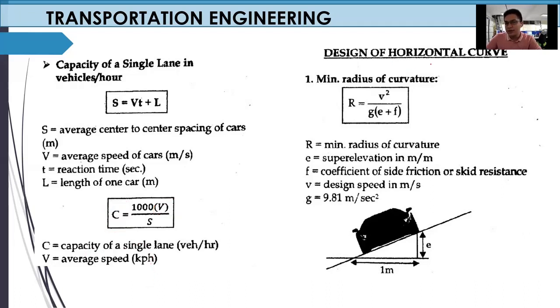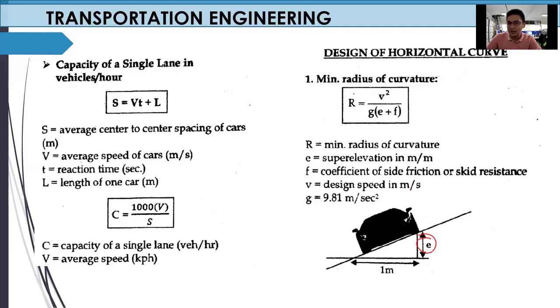So, how about this one? This is design of horizontal curve. So, ito yung mga gagamitin natin na conditions na ginagamit ng mga transportation engineers natin in designing our horizontal curves na mga daanan. Okay? So, first is yung minimum radius of curvature. Ito yung pinakamaliit dapat na radius ng curvature na pwede. It depends upon our E, no? Then yung ating friction itself.